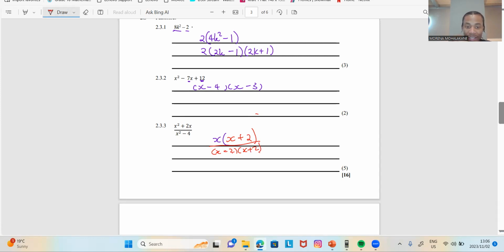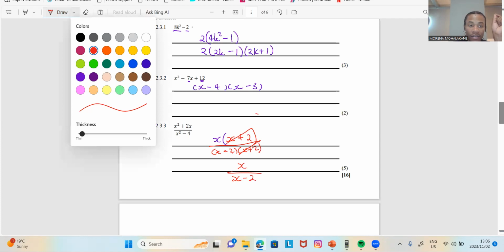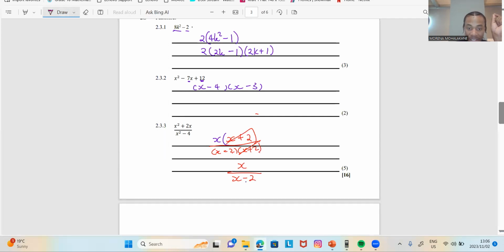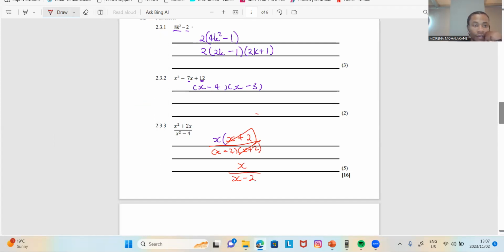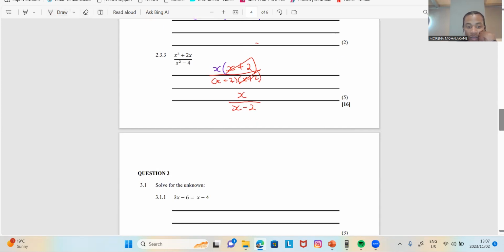Now I can do the cancelling. There's x plus 2 and x plus 2. The answer is x all over x minus 2. Remember, there's a negative sign separating the terms, so you can't cancel. You cannot do that. Oh, there's your final answer. And then let us get to the next question.